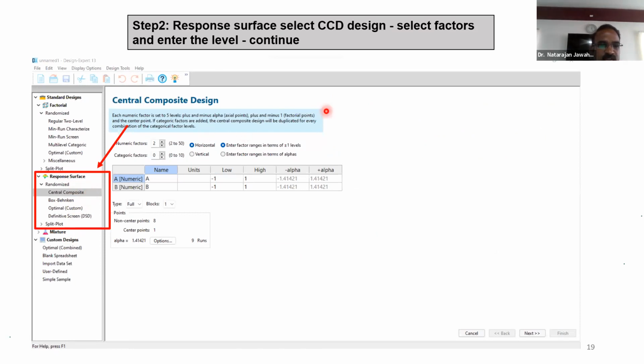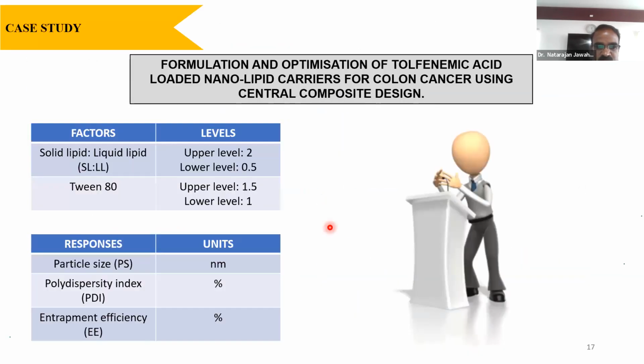If I click central composite, then it will ask how many factors you want to use. I have to put 2 factors here. Automatically it will take one as low and one as high. And with 2 factors in total, there will be 8 corner points, non-center points, and there will be 1 center point. I will show you here.